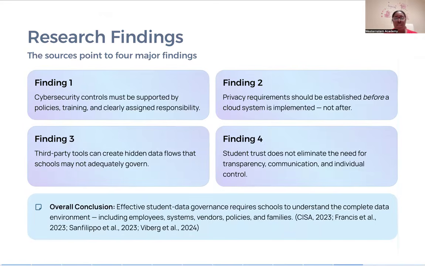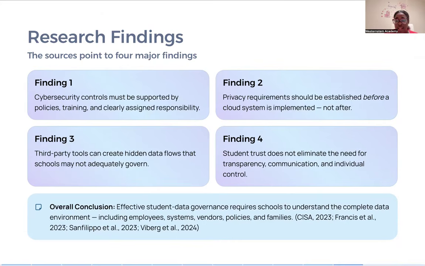accountability. Now, research findings. The source points to four major findings. Finding one, cybersecurity controls must be supported by policies, training, and clearly assigned responsibility. Finding two, privacy requirements should be established before a cloud system is implemented, not after. Finding three, third-party tools can create hidden data flows that schools may not adequately govern. And finding four, students' trust does not eliminate the need for transparency, communication, and effective individual control.